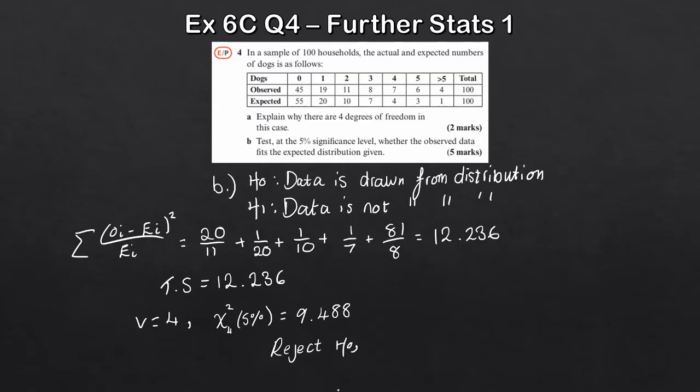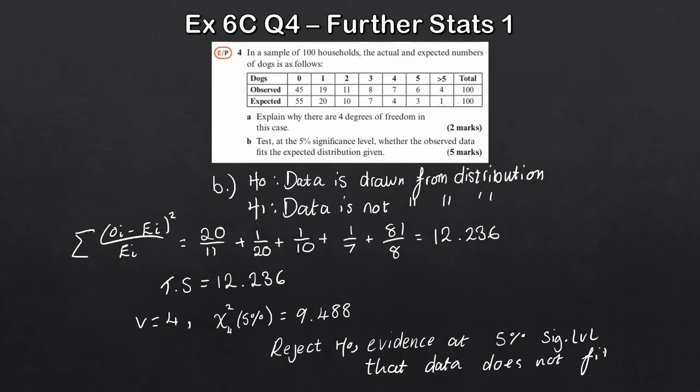So how can we describe it? Basically, we've got evidence at the 5% significance level that the data does not fit the expected distribution, or it doesn't fit this distribution. Okay, and that's your 7 marks there for that one.